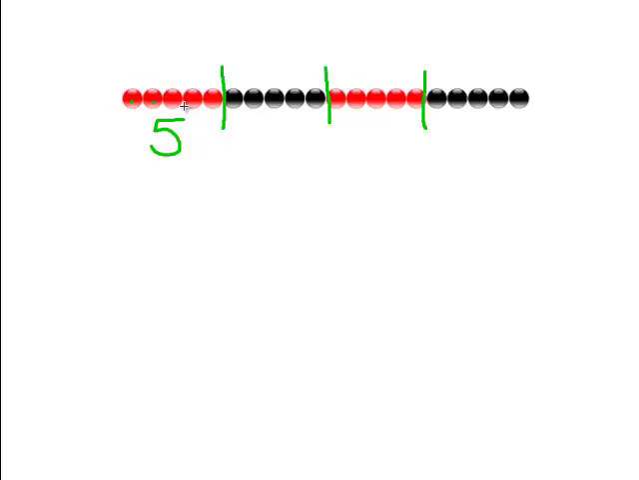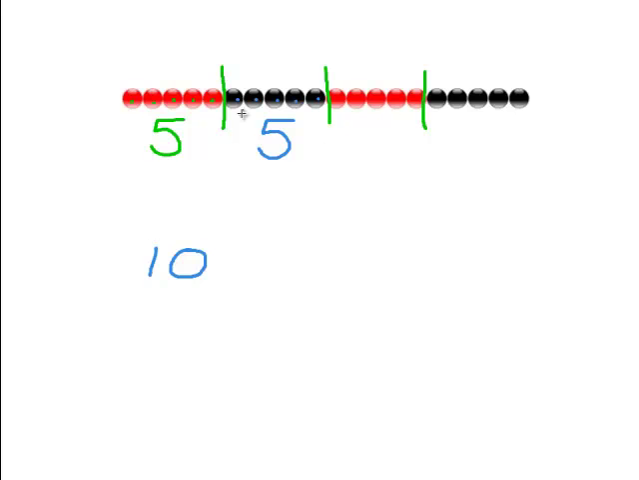So 1, 2, 3, 4, 5. If we count forward, you will notice that there are 5 black beads as well. 1, 2, 3, 4, 5. So again, you have 5 black beads. And if you want to know how many beads you have in total, now you know you have 10 because 5 plus 5 equals 10.